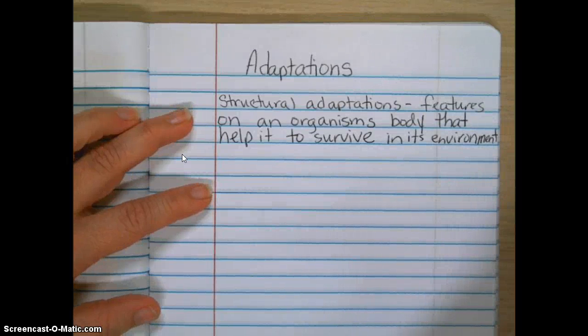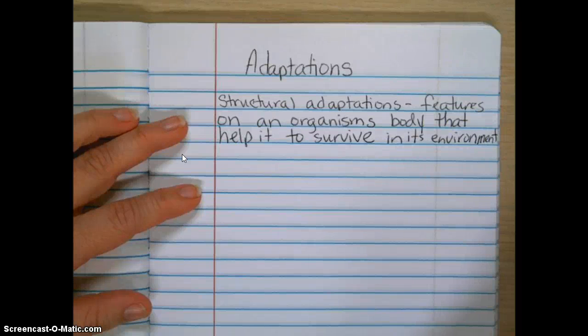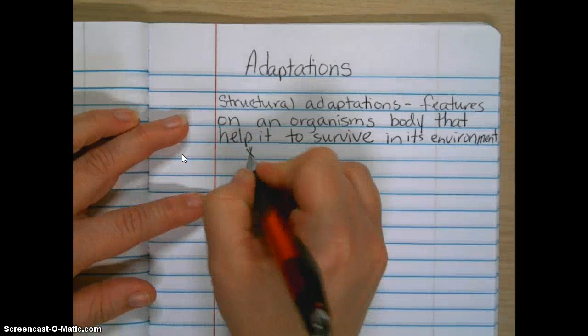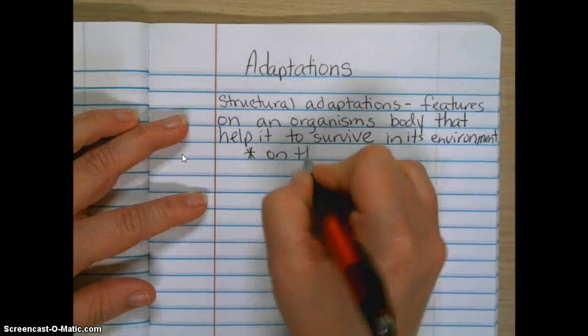So think about that for just a second. What kind of animals can you come up with as an example, or plants as an example, that have a structural adaptation to help it survive in its environment? Now remember, this adaptation is going to be on the body. You can see it.